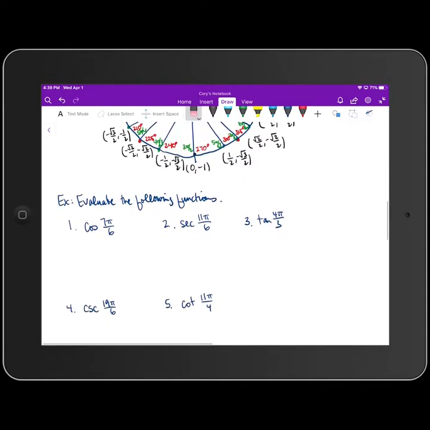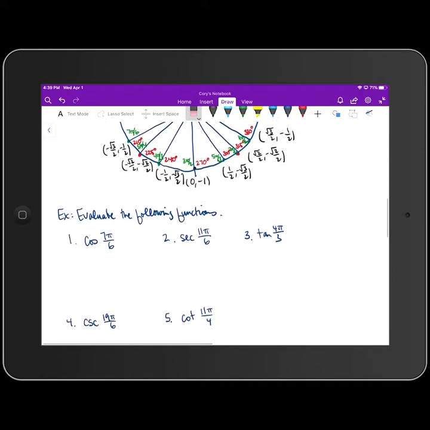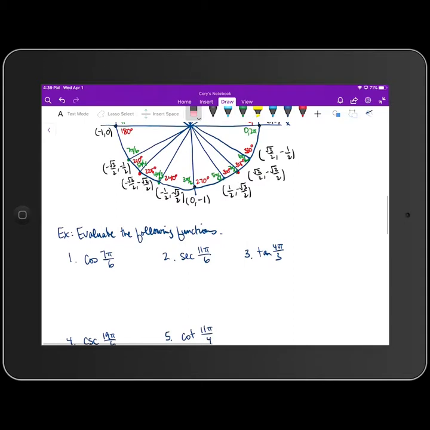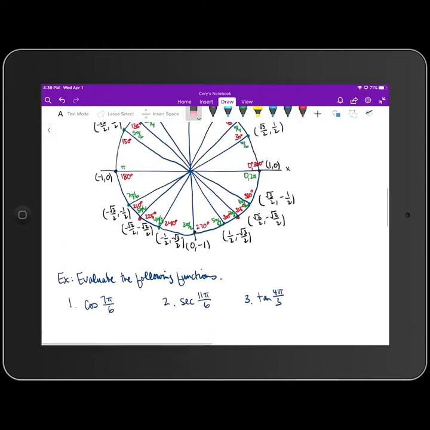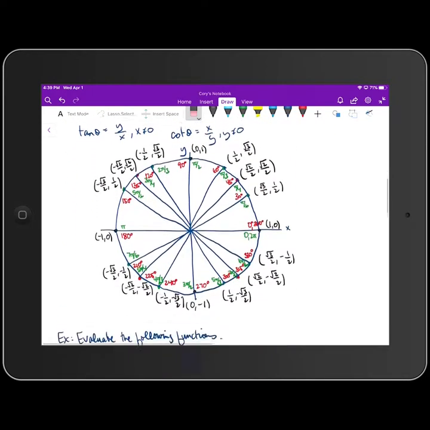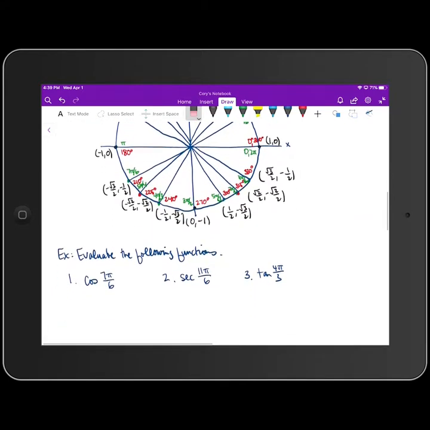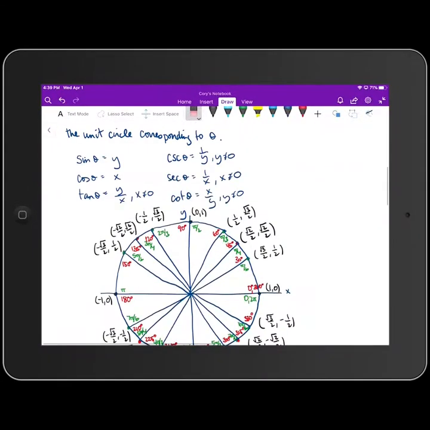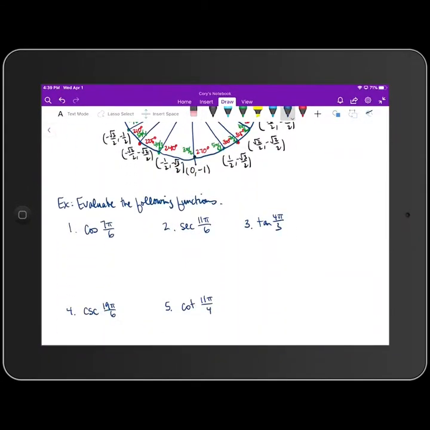Okay, so directions ask us to evaluate the following functions. Number one asks us to find the cosine of 7 pi over 6. So if we want to find the cosine of 7 pi over 6, we go over to 7 pi over 6, which is an angle in quadrant 3, and we define cosine as the x-coordinate of the point on the unit circle. So we go over to 7 pi over 6. The x-coordinate of that point is going to be negative rad 3 over 2.